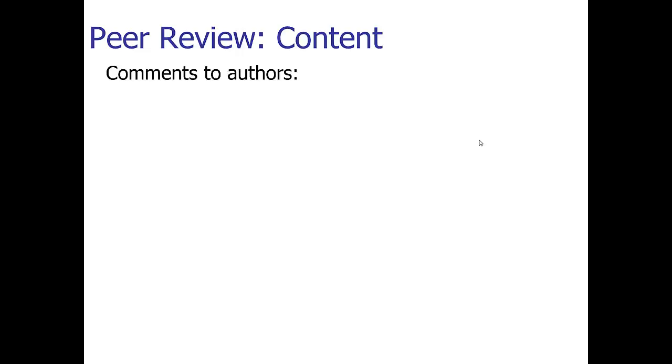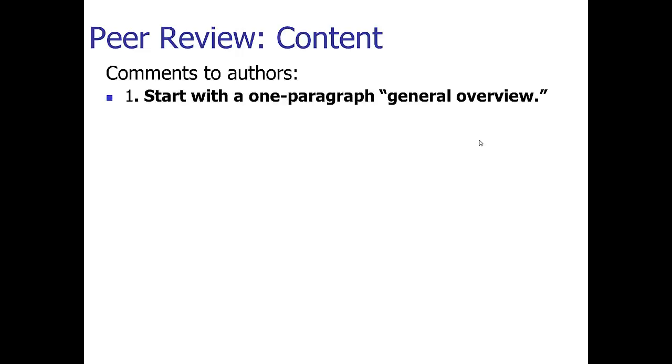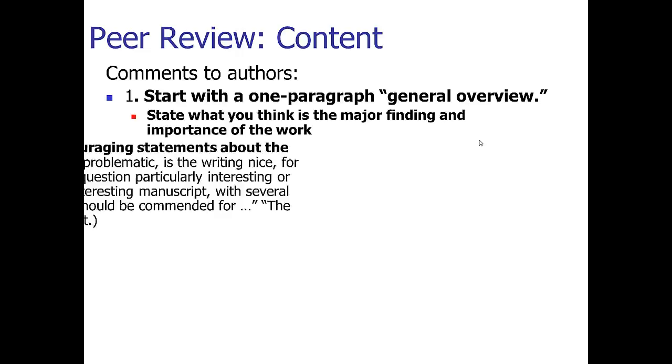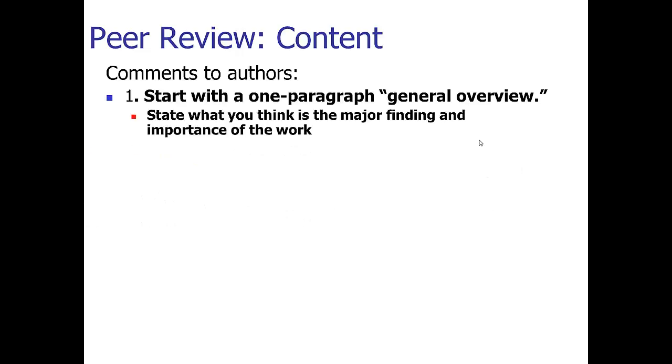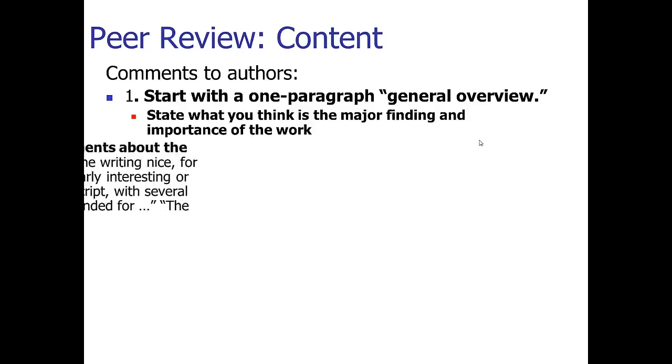I'm taking notes as I go along, starting to type out these comments. What you're providing in your peer review, the content, is a set of comments to the authors. So you want to start that set of comments with a one-paragraph general overview, and then you're going to go into the specifics, the specific comments. So start with a one-paragraph general overview. The first thing you want to do is state what you think is the major finding and importance of the work. So restate what is probably something obvious, hopefully it's obvious, but state what you think is the major finding and significance of that work. So a one-sentence statement.